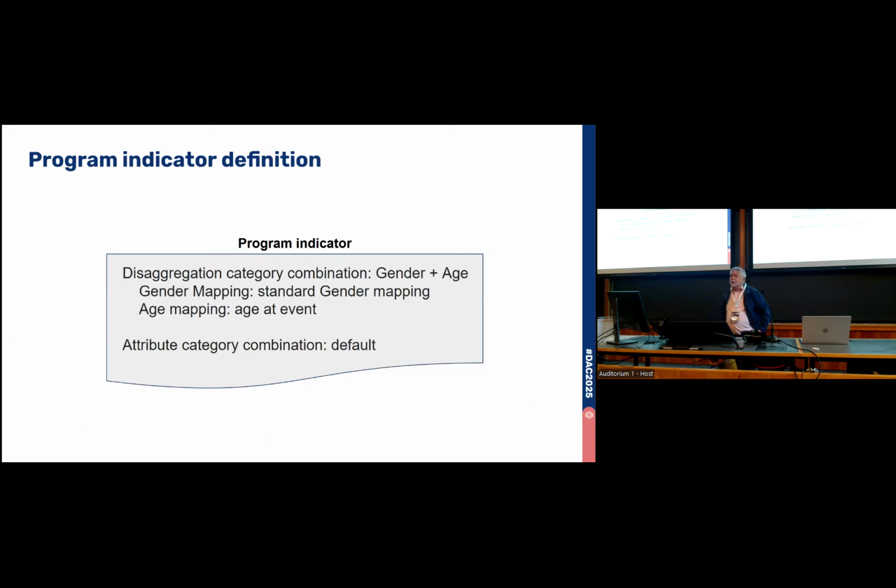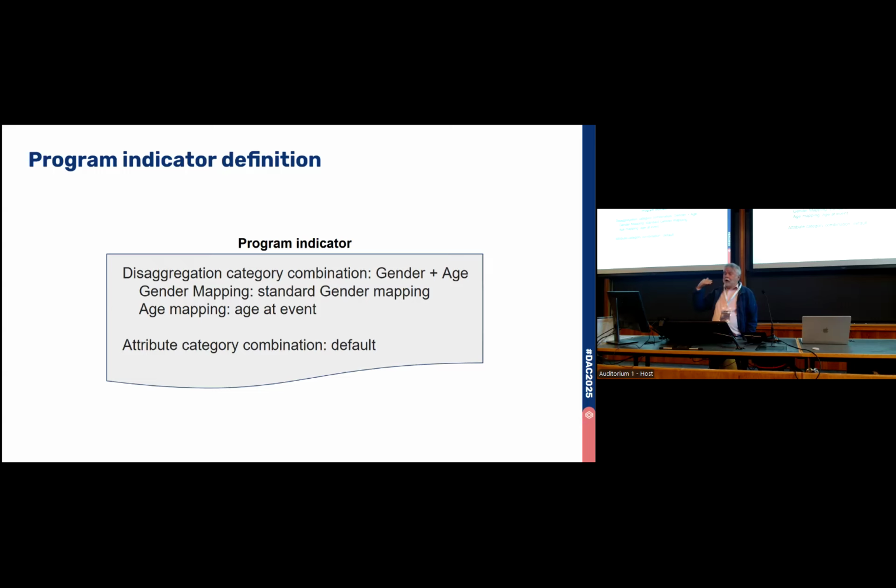In the program indicator, then, you select which disaggregation category combination you want. In this case, gender plus age would be the category combination. And then it prompts you for each category, which mapping do you want? For gender, there's only one choice. It's the standard gender mapping. For age, here you can choose age at event, or if you had multiple age mappings, you could choose a different mapping.